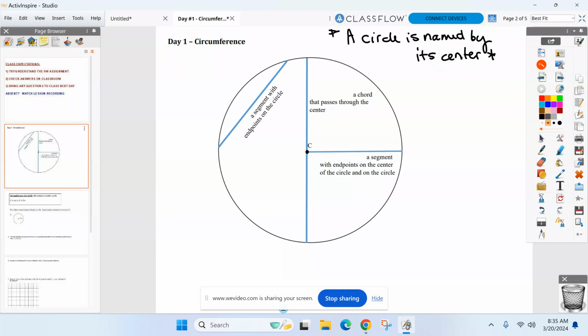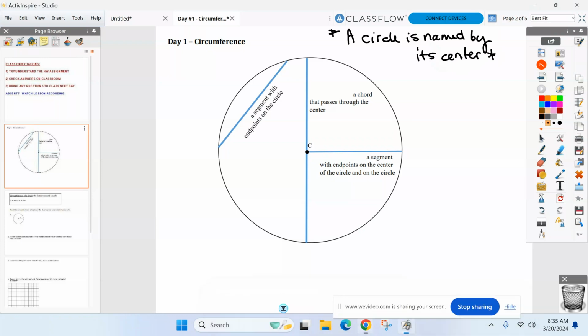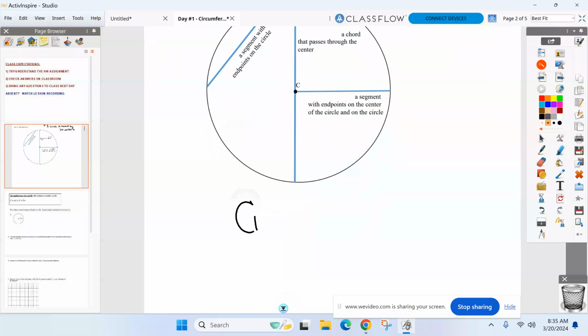A circle is named by its center. So everyone look here. Everyone sees the center is point C, so I'm going to call this circle C. That's how I name a circle. Since it doesn't have vertices, I have to name it by its center.